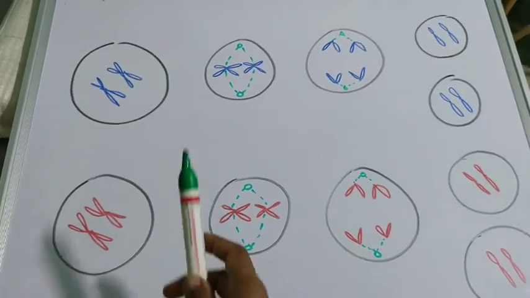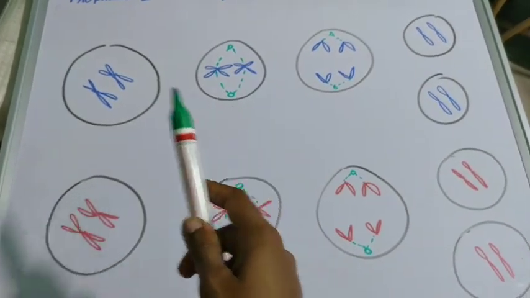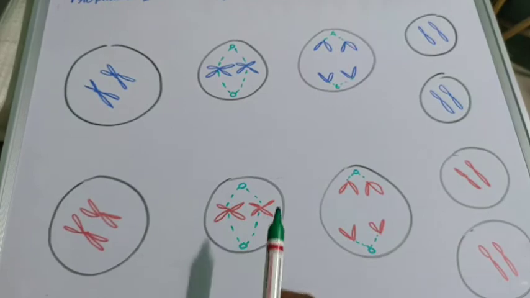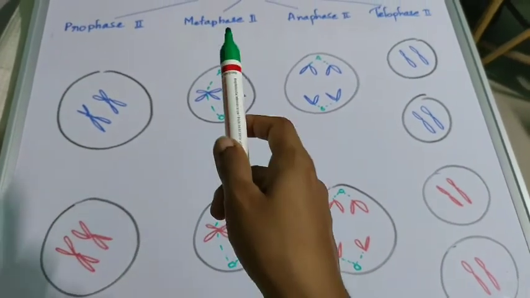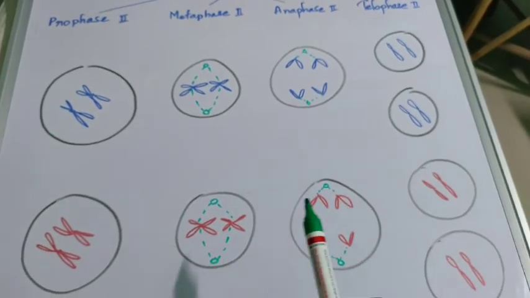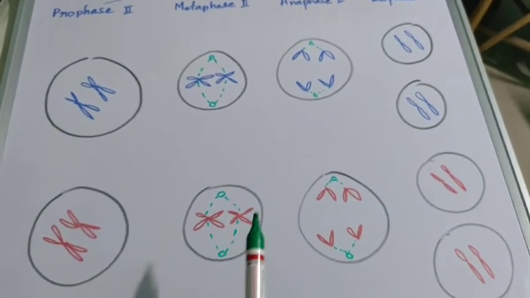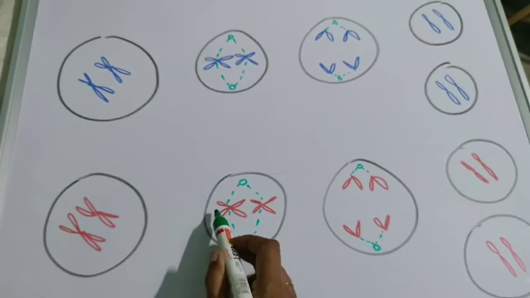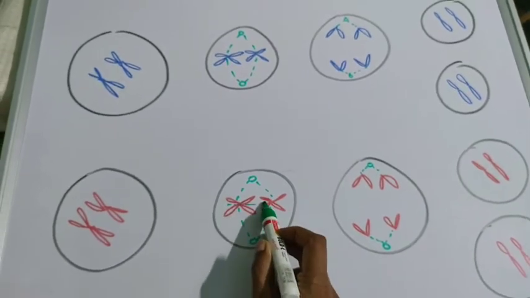And now what happens? Because of the action of the spindle fibers, these chromosomes are now aligned at the metaphase plate, that is metaphase 2. Okay, they align at the metaphase plate. Once they align at the metaphase plate, each of the chromosomes will separate at the middle. Each of these chromosomes will separate at the middle.